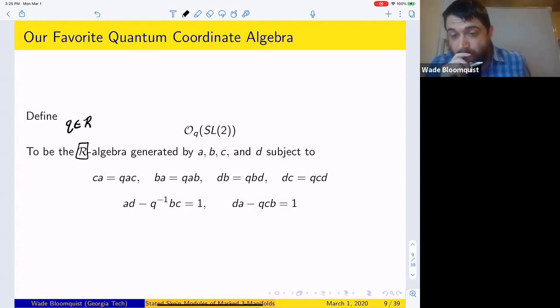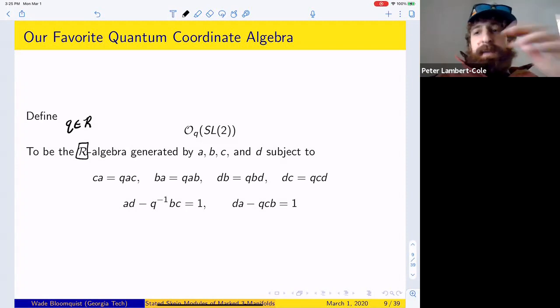So normally you would expect when you set Q equal to 1 that you would get back the original coordinate algebra, but you don't have that A and D commute or B and C commute when I do that with these relations.